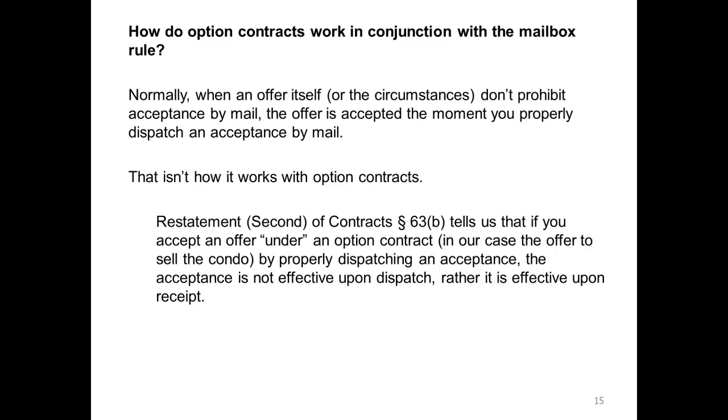Now, how do option contracts work in conjunction with the mailbox rule? Normally, when an offer itself or the circumstances don't prohibit acceptance by the mail, the offer is accepted the moment you properly dispatch an acceptance by mail. But that is not how it works with option contracts. And here you can see that in Restatement Second of Contracts, Section 63(b). And that tells us if you accept an offer under an option contract, in our case, the offer to sell the condo, by properly dispatching an acceptance, the acceptance is not effective upon dispatch. Rather, it is effective upon receipt.